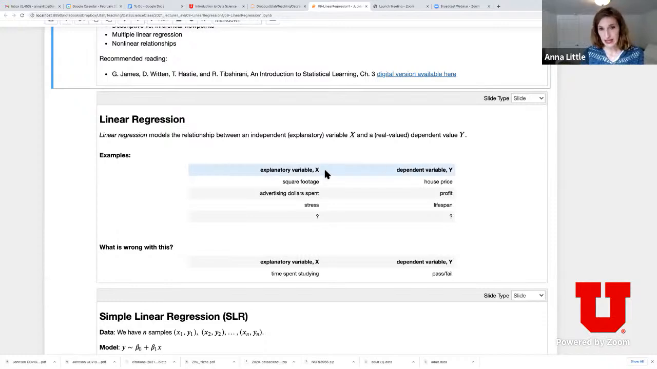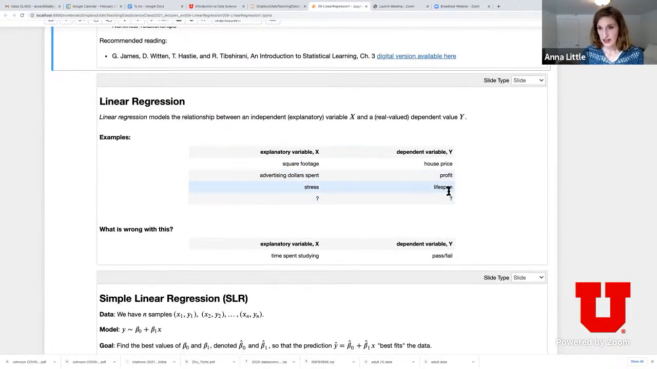But some examples might be we're interested in predicting a home's price from its square footage. We're interested in predicting profit from advertising dollars spent. We're interested in predicting lifespan from stress. Now you may be thinking, okay, well, these are really complicated phenomena. We probably need more than one factor to model these things. And indeed, we'll talk about that more at the end of class.